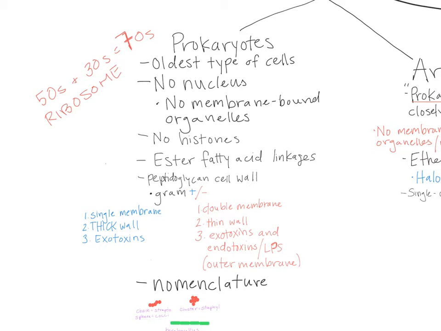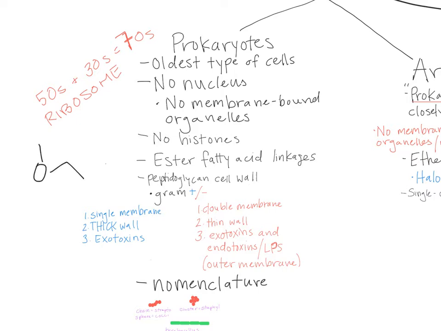Prokaryotes also do not have histones. Histones are proteins around which DNA coils, as in eukaryotes and archaea. So they do not have histones, and they have ester fatty acid linkages. If you've looked at a fatty acid before, a eukaryotic fatty acid, it contains a glycerol.